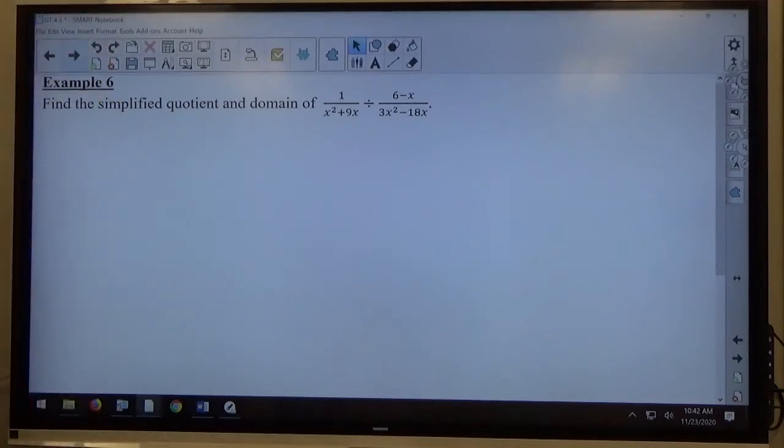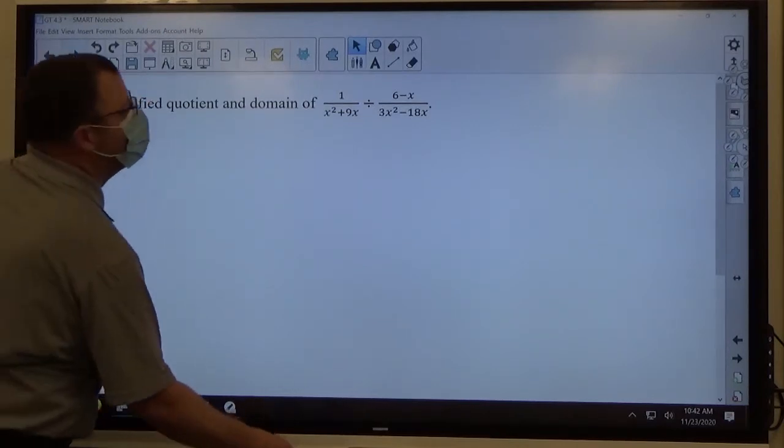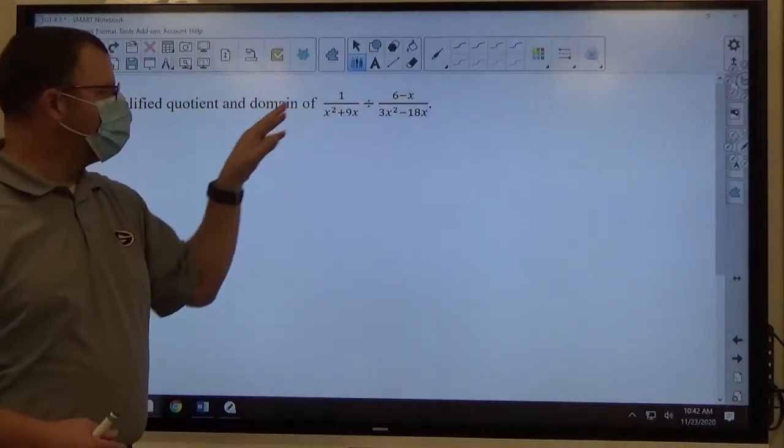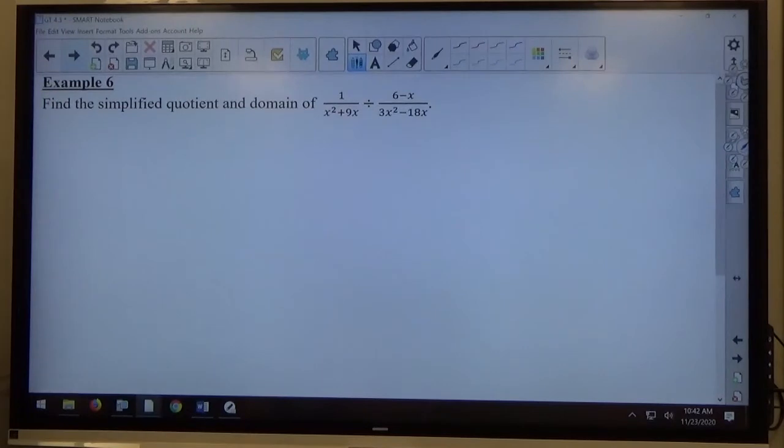Okay, on 6 it says find the simplified quotient and domain of. So the last one said find the quotient. It didn't say domain, but there's an implied find the domain every time anyway. This one's written as a quotient, right? So this divided by this. So it's already written in division form.